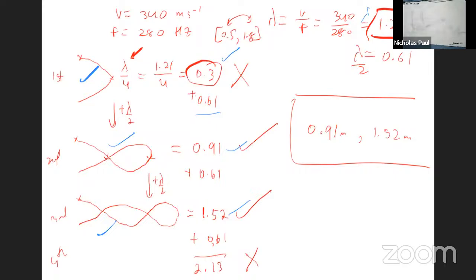That's why it's important you know these diagrams. If both ends are open, you're starting at half a wave. If both ends are closed, you're starting at half a wave as well. And you're always increasing by half a wave.